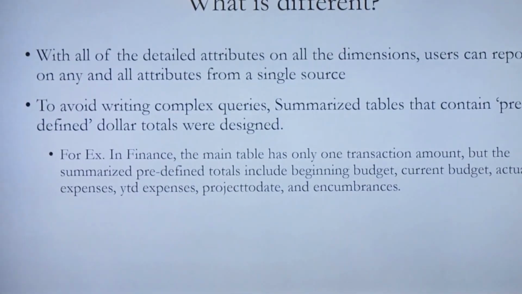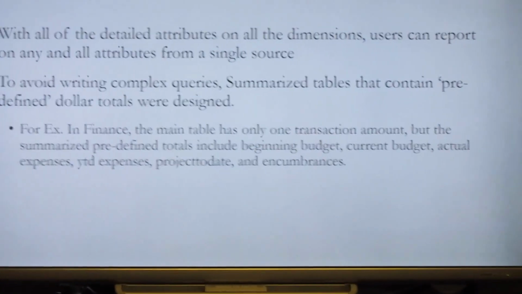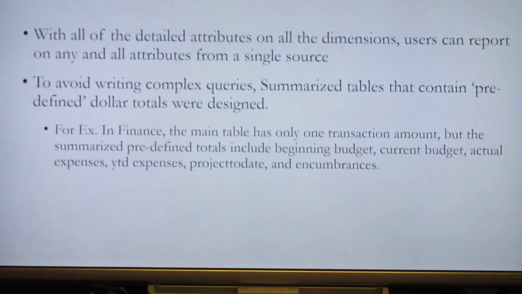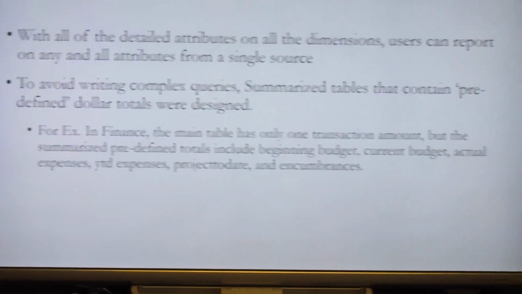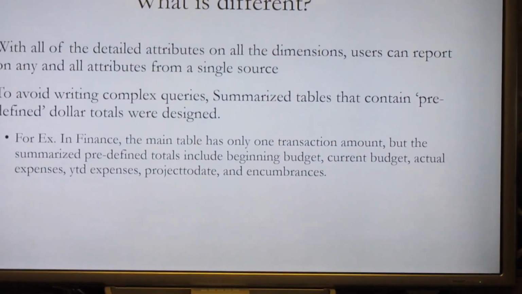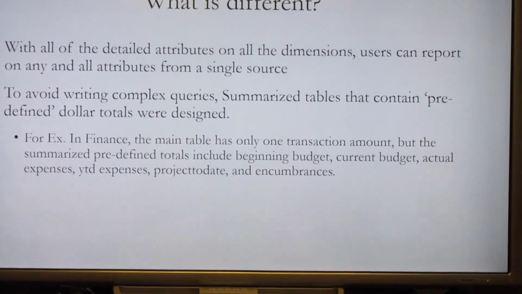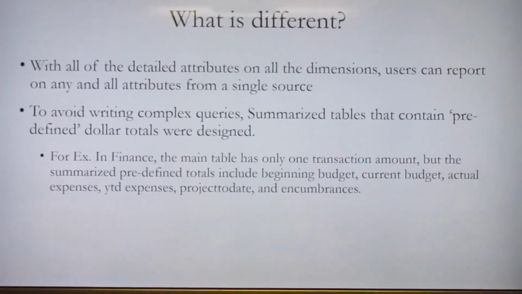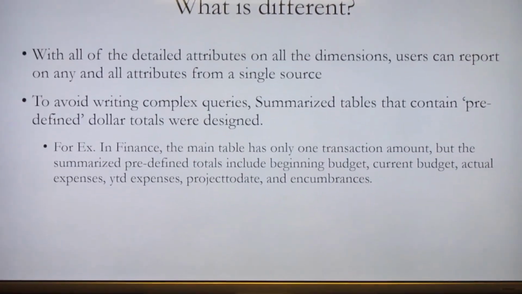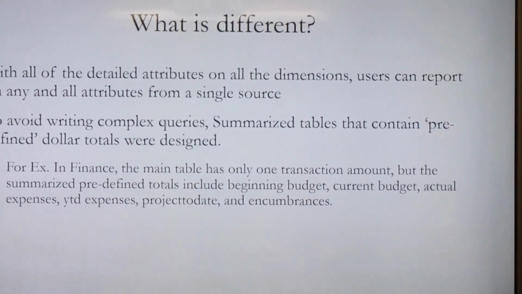But with this design, we want to accomplish this: we want all of the attributes for a single concept of data to be in one source. So if you want account data, you just go to one table or maybe two tables. Account has been split into two tables, we'll see that. If you want object, you just go to one table.